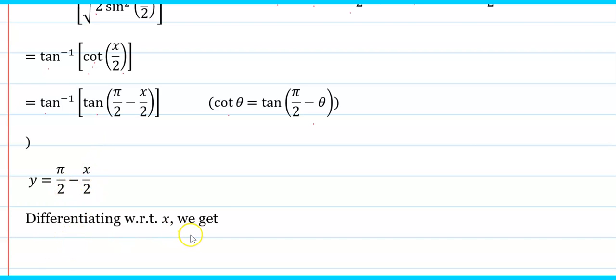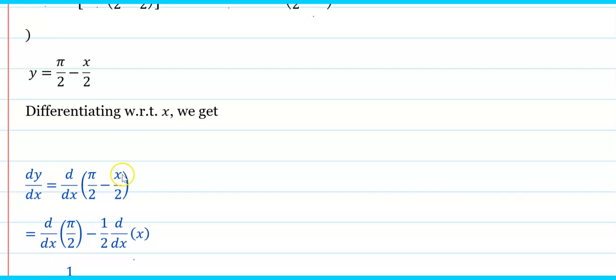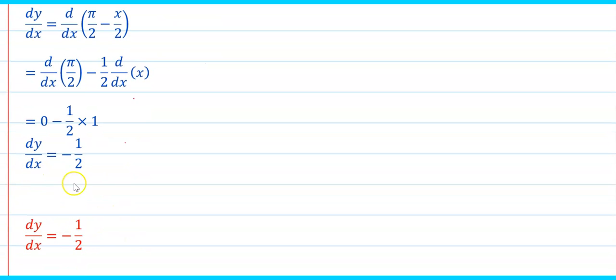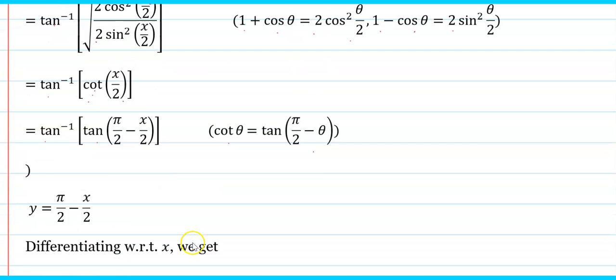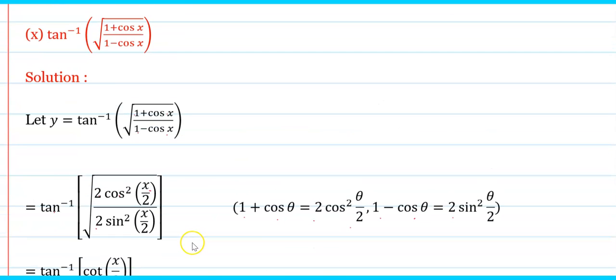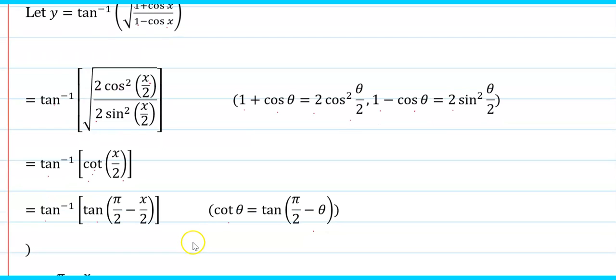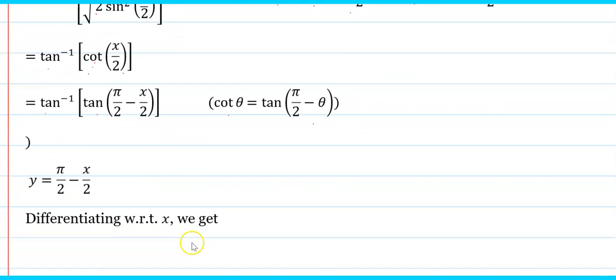Differentiate again with respect to x. Derivative of pi by 2 is 0. Derivative of x by 2: derivative of x is 1, that is 1 upon 2 into 1. Overall you will get 1 upon 2, with the minus sign, and hence dy by dx is equal to minus 1 upon 2. Okay, it is here.